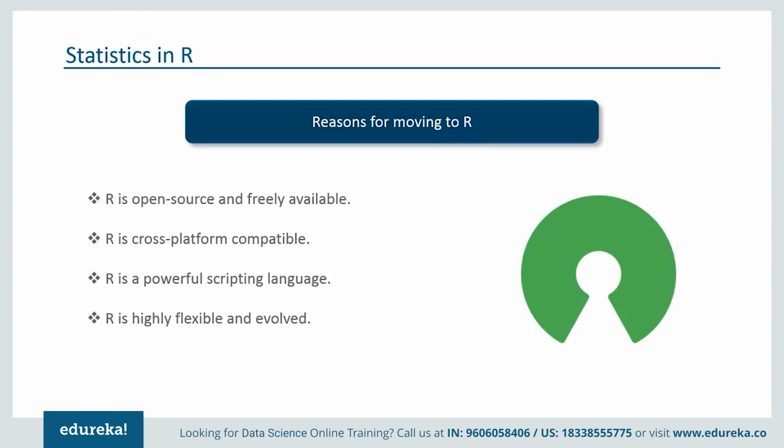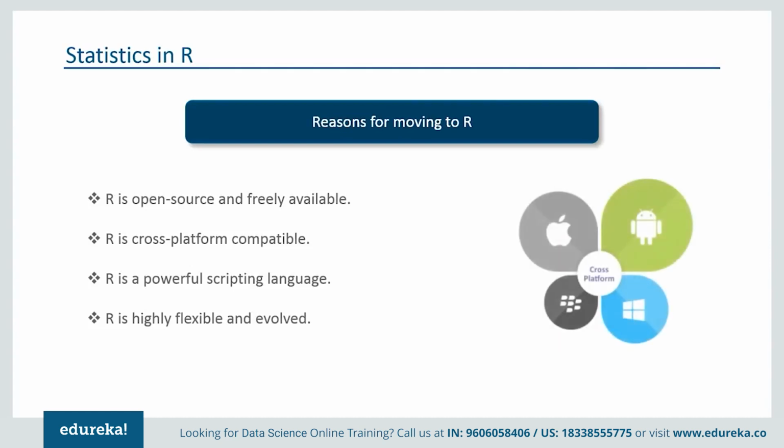This saves a lot of the company's money, but it also allows for easy upgrades, which is useful for statistical programming languages. Now, R is used across all platforms. So R can be run on Windows, Mac OS, and Linux. It can also import data from Microsoft Excel, Microsoft Access, MySQL, Oracle, and other programs.